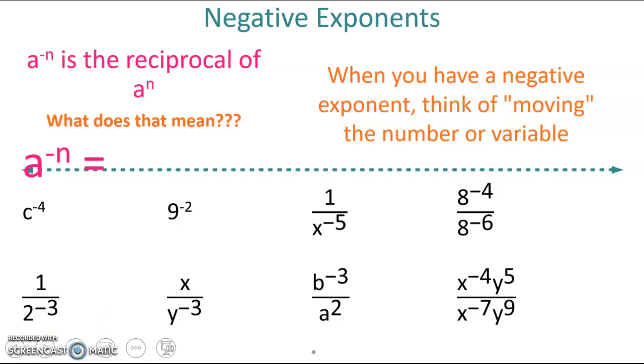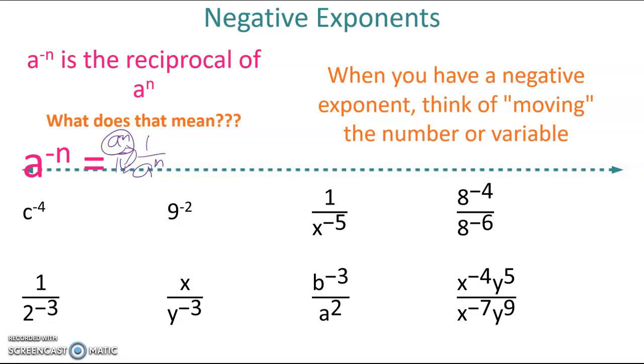Starting with negative exponents. It says that a to the negative n is the reciprocal of a to the n power. So what does that mean? It means that if you have a negative exponent, you basically treat it like a fraction and flip it. You take the thing and move it down here. That's the end of the negative n right there.